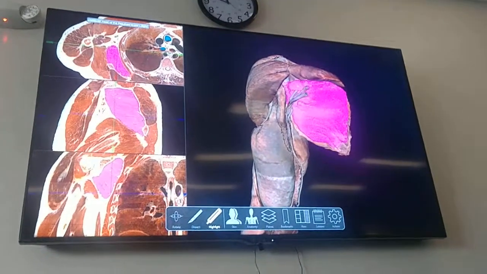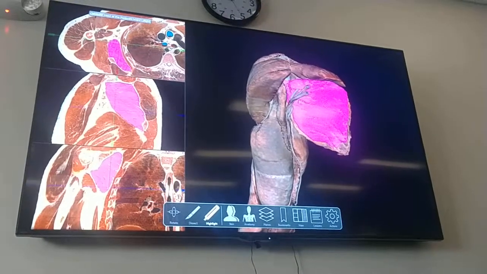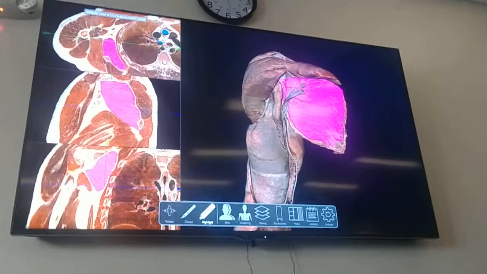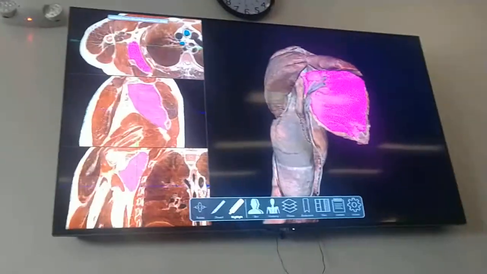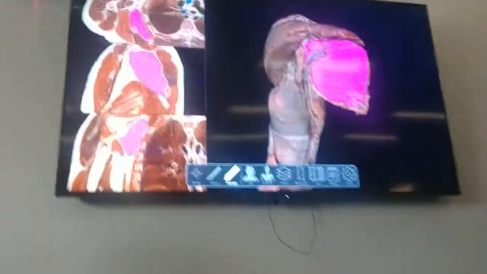Right? Internal rotation or medial rotation, right? What's that? Like an adduction of the arm. Okay.